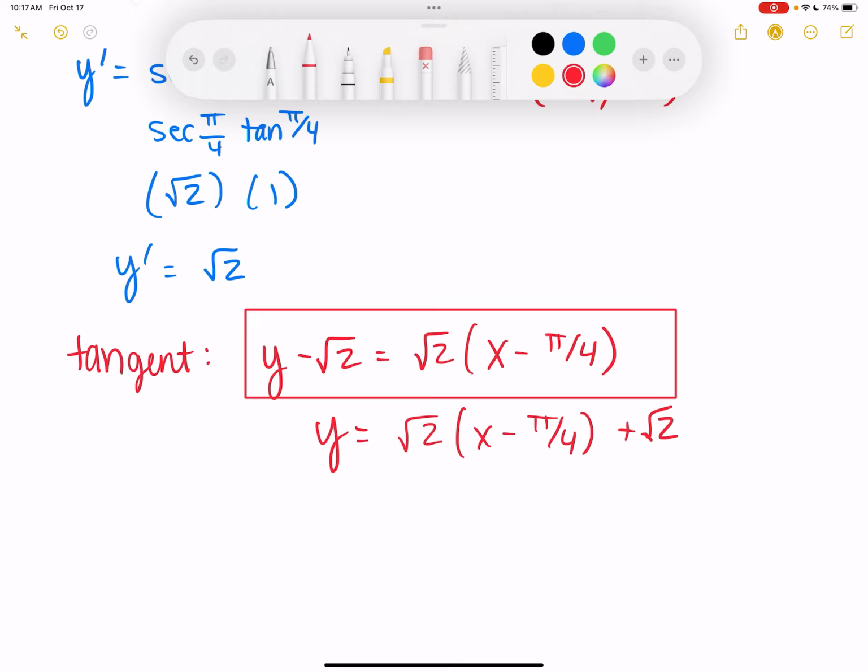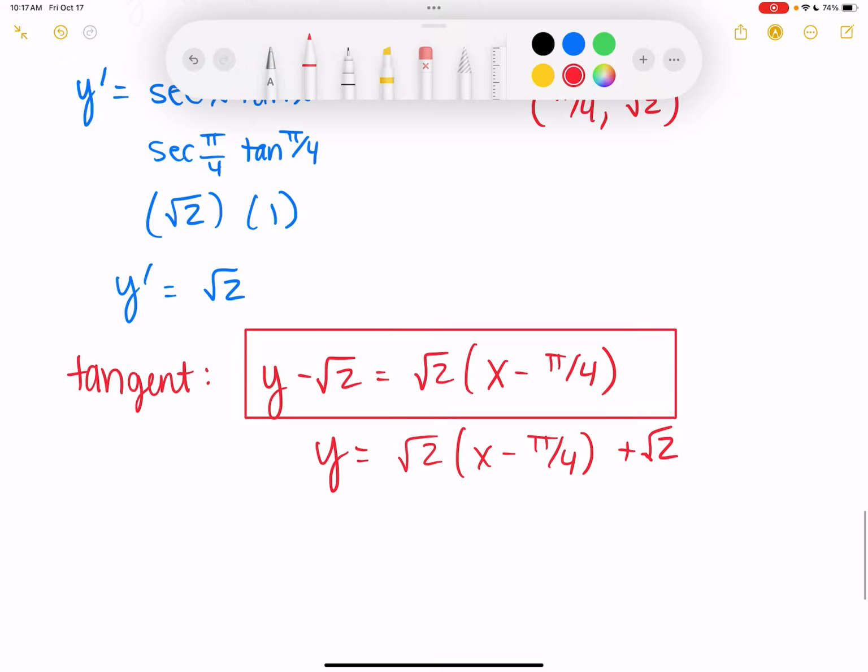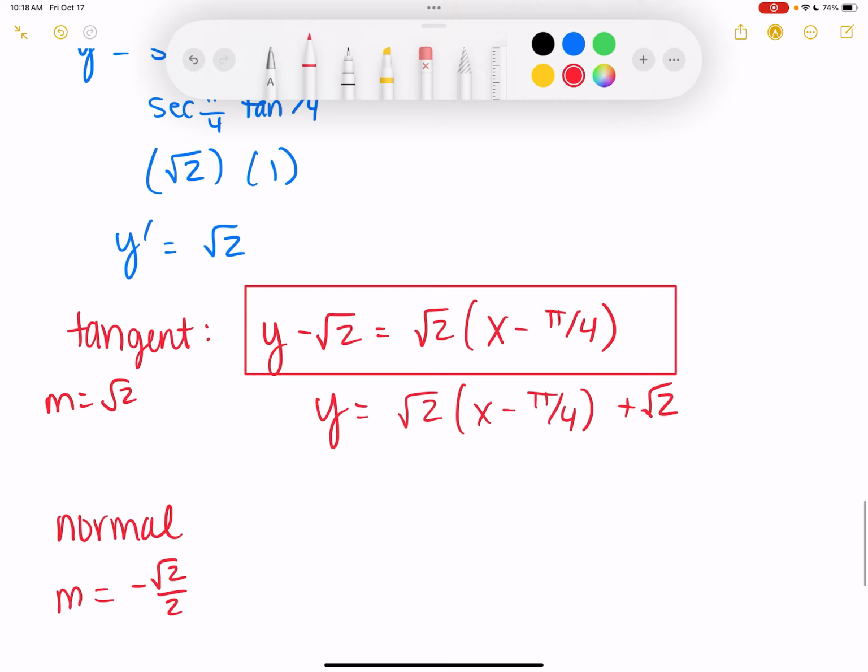So now the normal, what would the normal slope be? This one was root 2, so what would the slope of this one be? Negative root 2 over 2. Yep. So then the equation is y minus root 2 equals negative root 2 over 2 times x minus pi over 4. And again, you could leave it here, you could move it over, I don't care.